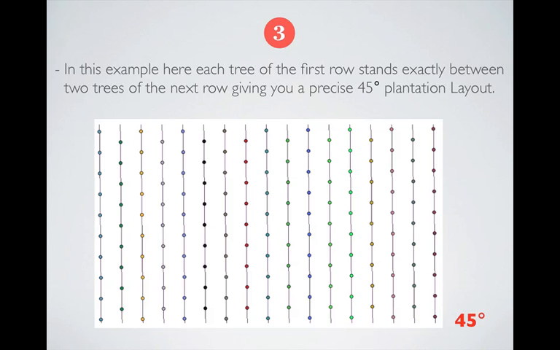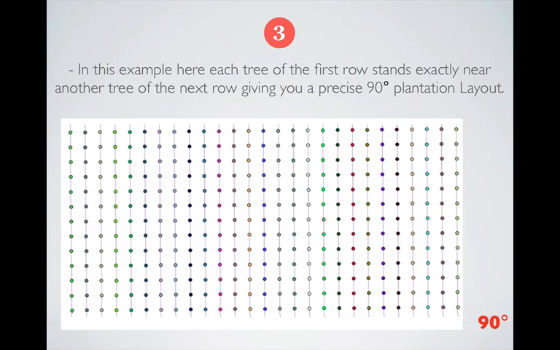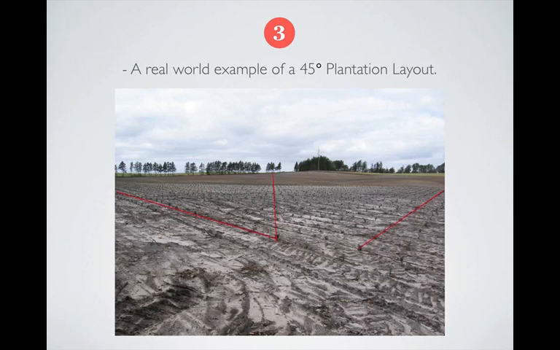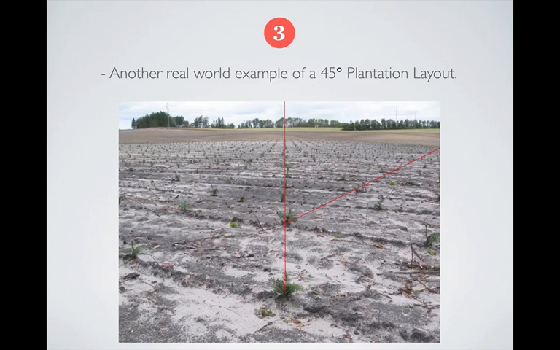In this example, each tree of the first row stands exactly between two trees of the next row, giving you a precise 45-degree plantation layout. In this example here, each tree of the first row stands exactly near another tree of the next row, giving you a precise 90-degree plantation layout. This is a real-world example of such a highly ordered and totally precise plantation layout done with our TTPlant system. And this is another real-world example.